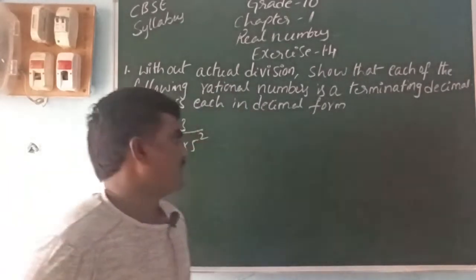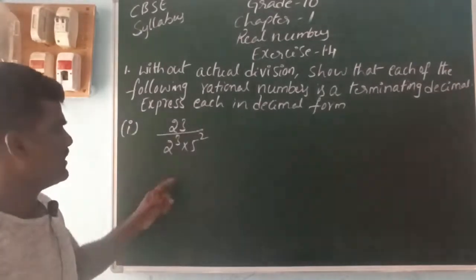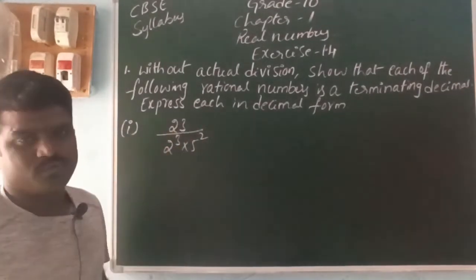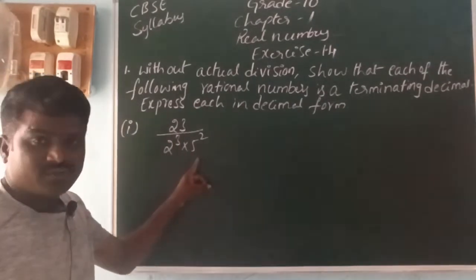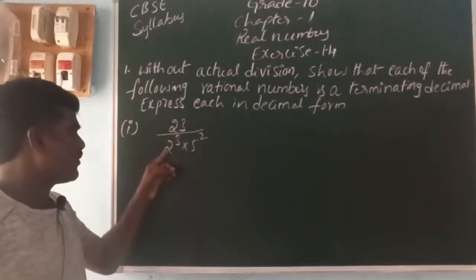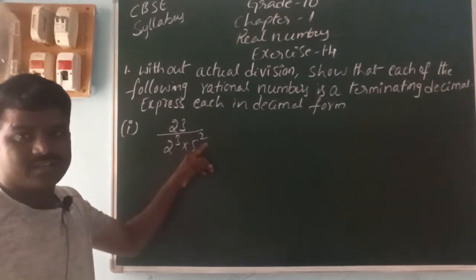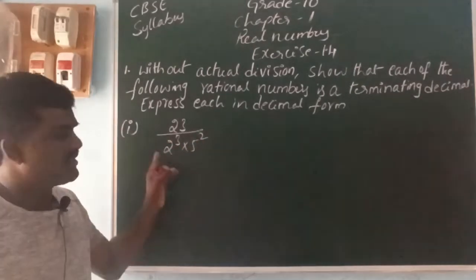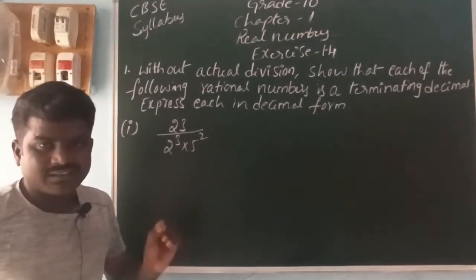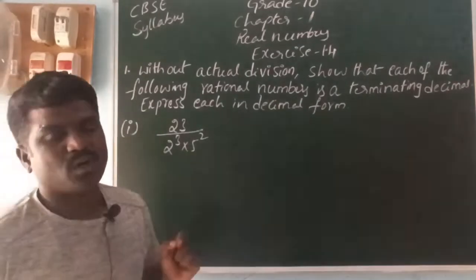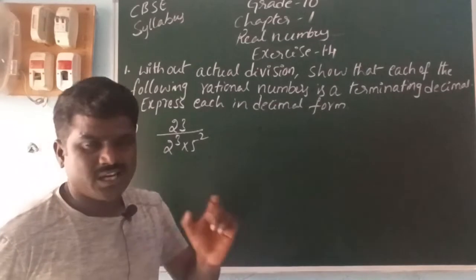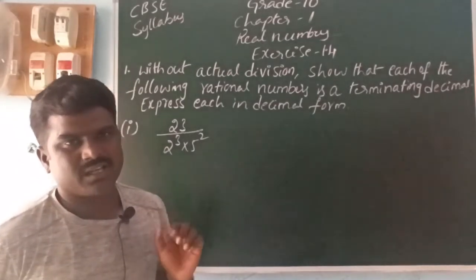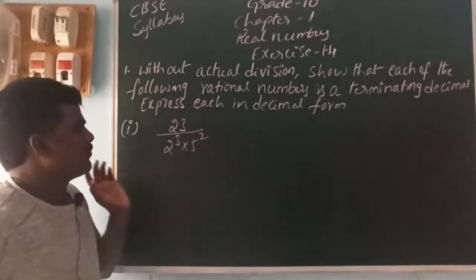So the first problem is 23 by 2 cube into 5 square. Here the denominator is a power of 2 and a power of 5, but the powers are not the same: 2 cube and 5 square. When 2 and 5 have the same power, it becomes a power of 10. 10 power 1 is 10, 10 square is 100, 10 cube is 1000. So how can we get 10? 2 times 5. Here we have 2 cube into 5 square.